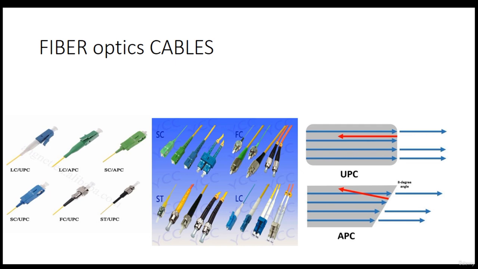ODF, optical distribution frame, is a passive frame to terminate fiber cables on it and has the same function as the patch panel in UTP. Also, fiber cables may be simplex, only a single branch, or duplex, two branches for send and receive.